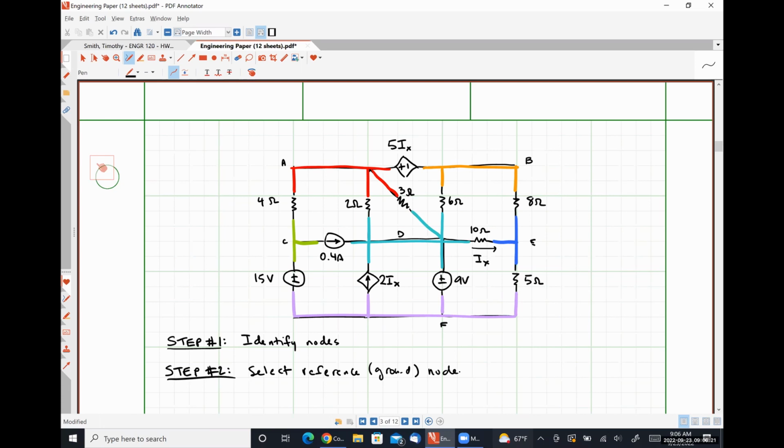So which node touches the most voltage sources? F. F touches 2 voltage sources. A and B touch 1, C touches 1, D touches 1, E touches 1, but F touches 2, okay? So we are going to erase this F and choose this bottommost node as our reference, all right?